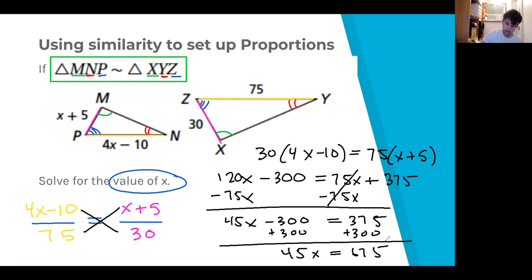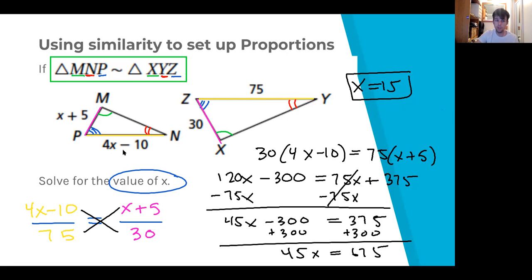Go ahead and divide that, get our final answer. 675 divided by 45. So x is equal to 15. x equals 15. For this problem, that's all we have to do. That's the value of x. We're all done. We could do more with this.